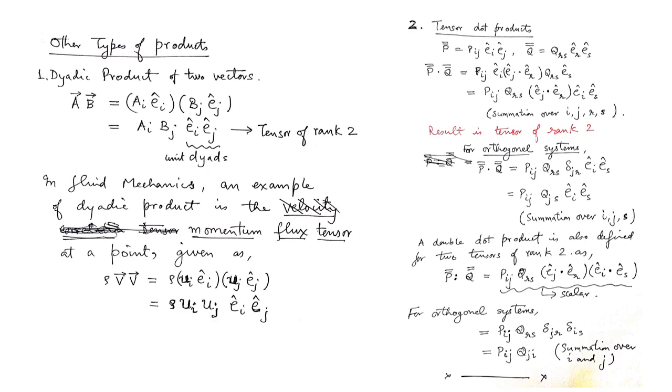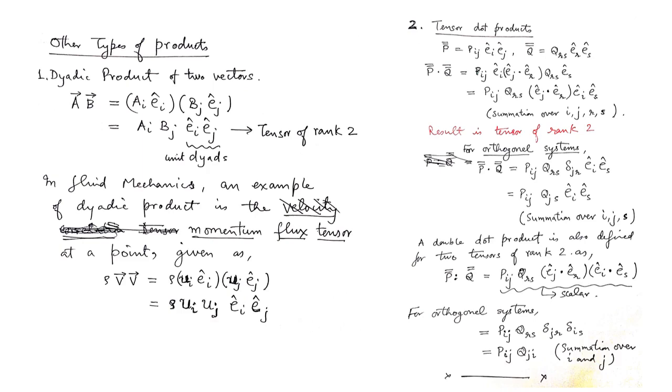And ej dot er is again a scalar entity, so no need to bother with that a great deal in terms of direction. So the result is, as you can see, P dot Q has a unit dyad involved, ei cap es cap, so it will be a tensor of rank 2. Notice that i, j, r and s are all repeating indices, so summation over all four of them is implied for a general coordinate system.